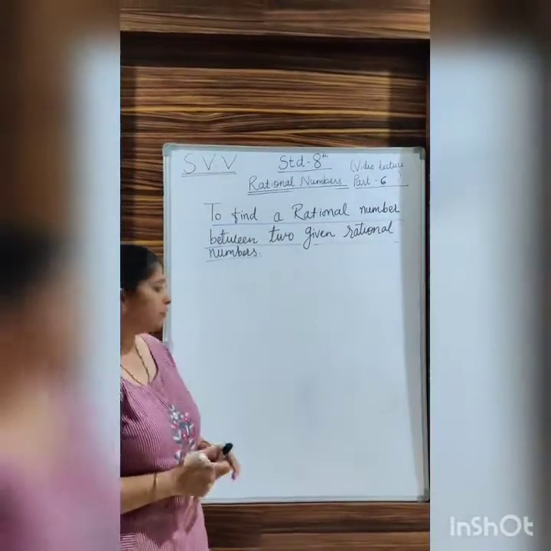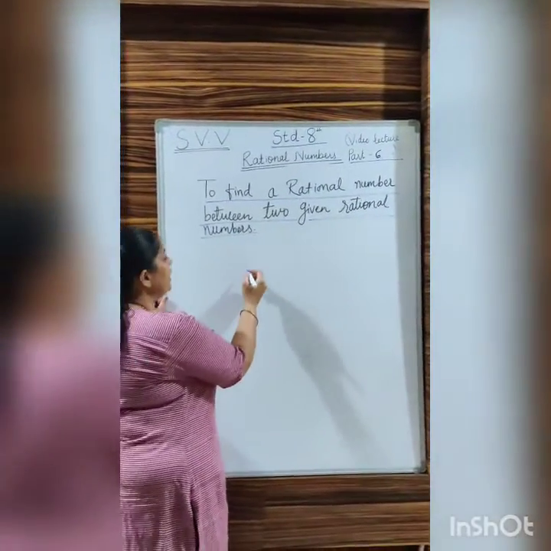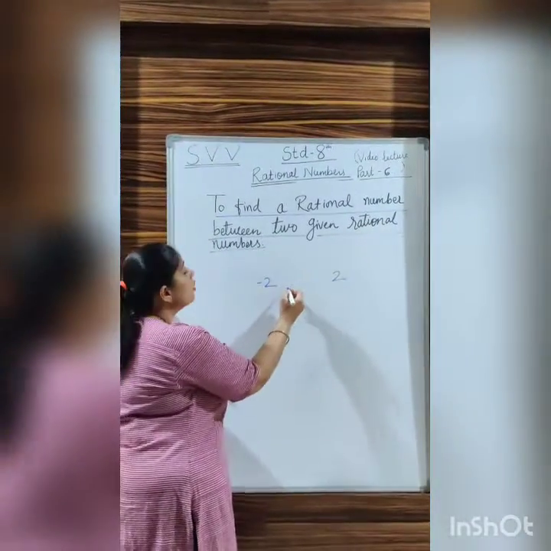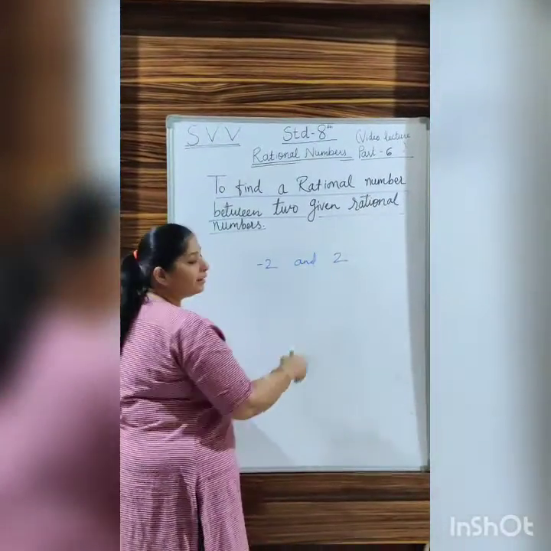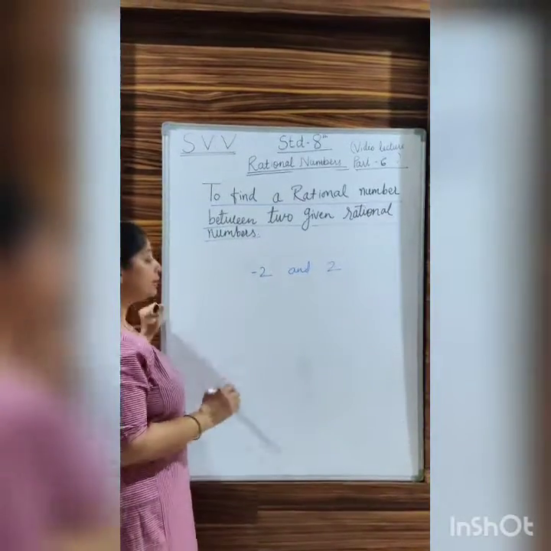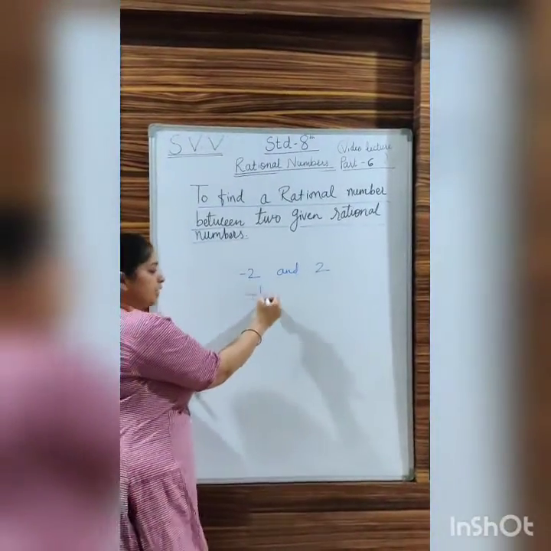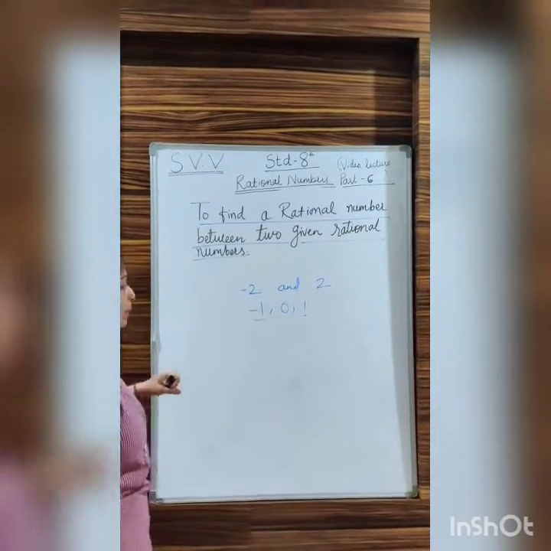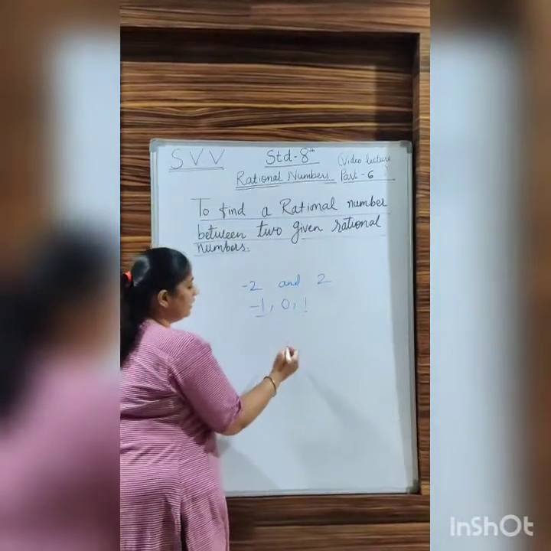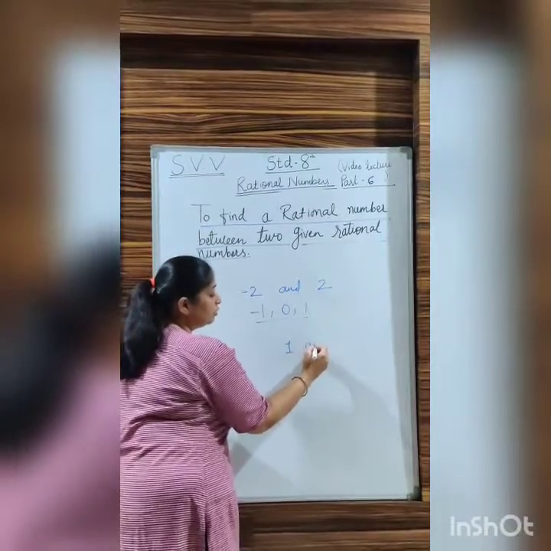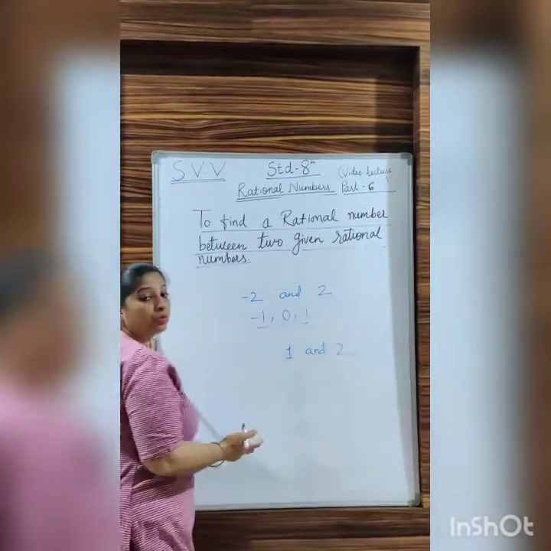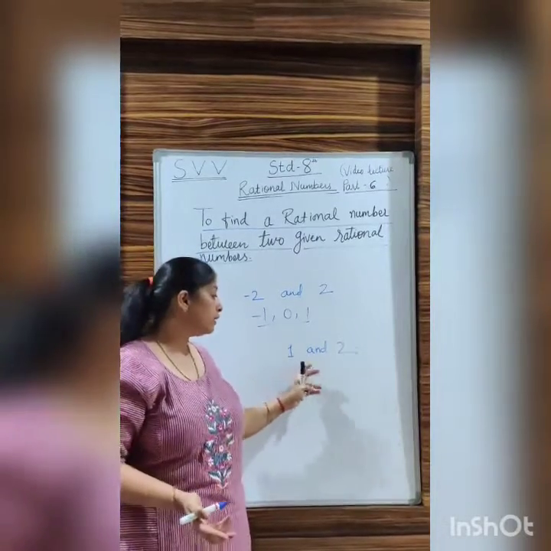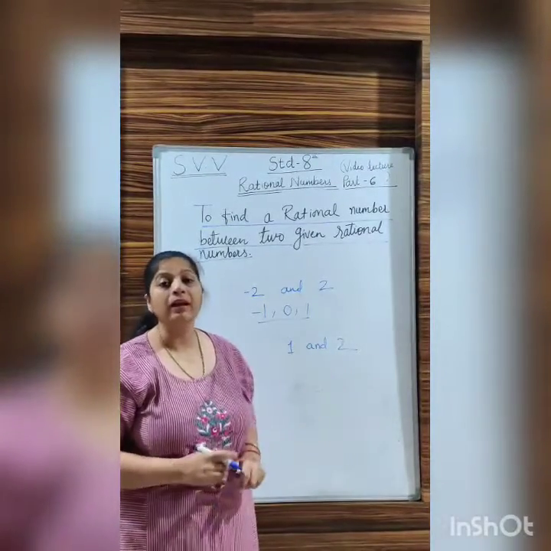Before answering that, first answer me: how many integers are between -2 and 2? Then what will you say? That -1, 0, 1, these three integers. Okay? If I ask you how many integers are between 1 and 2, then you don't have any answer, because you will say that there is no integer between 1 and 2.